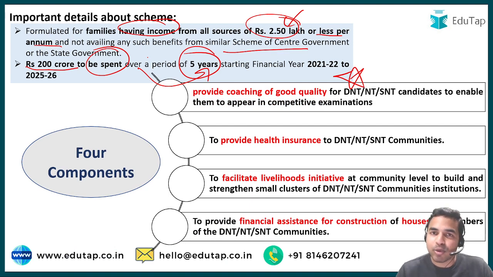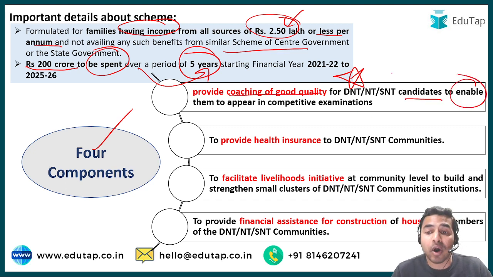Now this scheme will have 4 components. And what exactly are these 4 components? Under this scheme, DNT families will be provided good quality coaching to enable them to appear in competitive examinations. Under one of the components, the government is going to provide good quality coaching to these DNT candidates so that they will be able to appear in competitive examinations, and they can make a great livelihood after attaining those degrees from the existing good institutions, and they can complete their study.